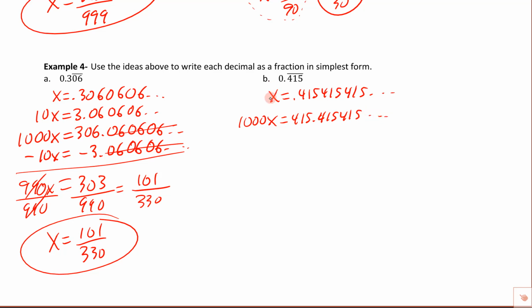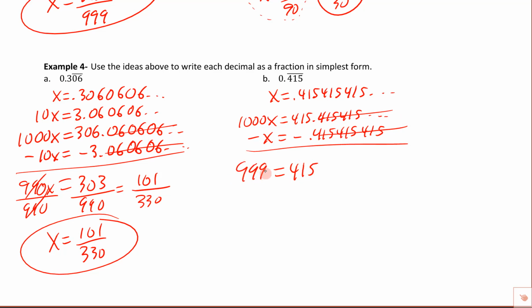So this is going to be 415.415415 and so forth. These are the only two equations I have, so I'm going to subtract this smaller one from that. So this is minus x, and then on this side, minus 0.415415415. Again, notice how those are going to line up, and we're going to end up with a 415 on this side and a 999x on this side. Divide by 999. Cancel those off.